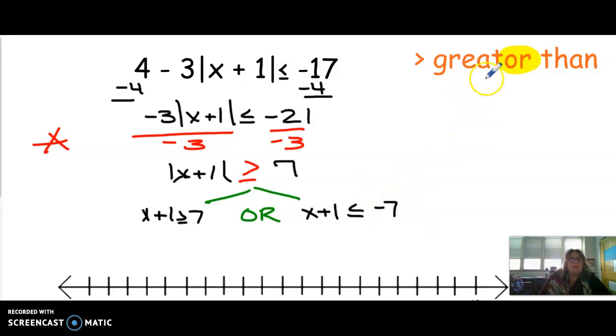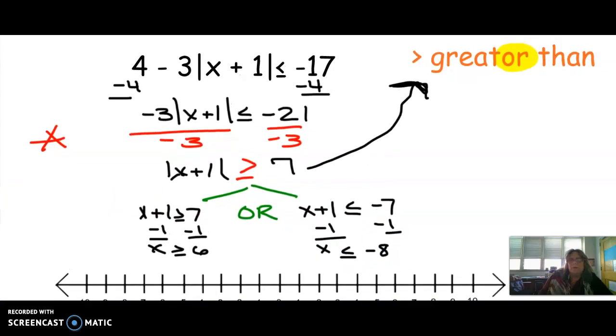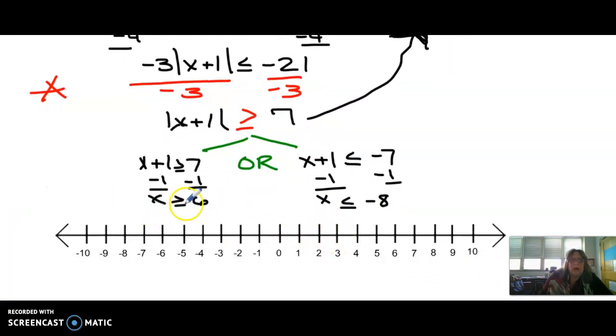Now remember, we don't look at our greater than until we have our absolute value sign isolated, until that is by itself. That's when we look at it. We don't look at it in the original problem. Here I'm going to subtract 1. So I have x is greater than or equal to 6. Subtract 1. X is less than or equal to -8. So when I find my numbers, it has a line underneath it, so it's going to be a closed circle. Closed circle on 6, greater than 6 is going to point to the right. Find -8, has a line underneath it. It's a closed circle, but less than -8 points to the left. Notice they're pointing in two opposite directions. That's your or.